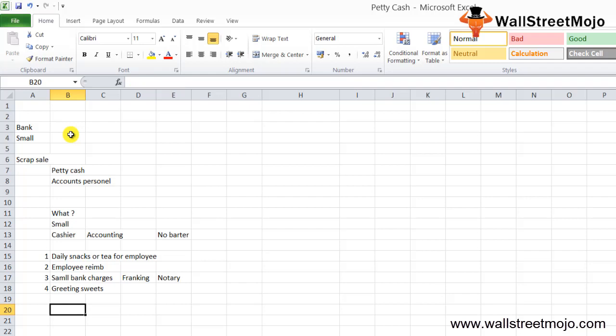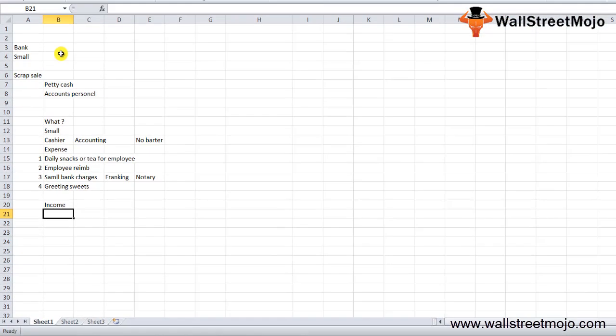Now, a few incomes which may be taken in cash are something like this. This was for the expenses that were discussed. Now we are going to discuss some of the incomes. The scrap sale, which we just discussed, can be small amounts from an unorganized vendor, and sale of old newspaper, right?